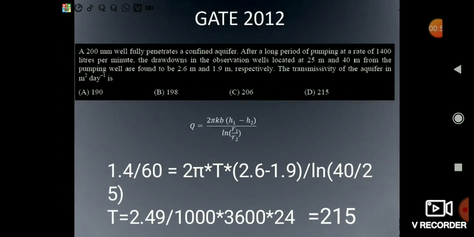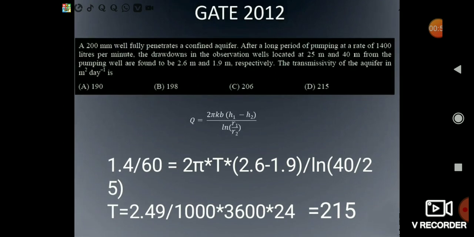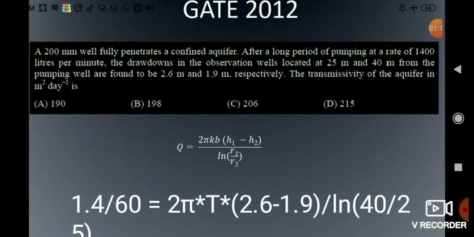Now coming to the next question that was asked in 2012. It is given that a 200 mm fully penetrating confined aquifer. This is also the case of confined aquifer, and the discharge is given and the drawdowns are given, and the radius is given where the drawdowns occur. Friends, you read this question carefully, that the drawdowns in the observation wells, located at 25 meter and 40 meter from the pumping well, are found to be 2.6 and 1.9.